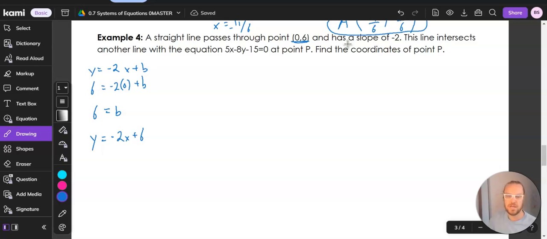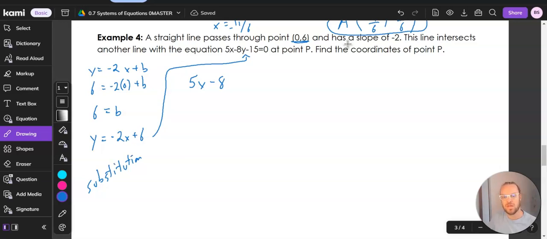Now we've got two equations, and we can see again that probably the easiest thing for us to do is a substitution. The reason is this one's solved for y, so trying to do it with elimination is going to be a lot harder. So I guess I should write that in there. We're going to use substitution. Okay. So where was I? 5x minus 8, and then instead of y, I'm going to plug in this equation. So negative 2x plus 6, minus 15 equals 0.